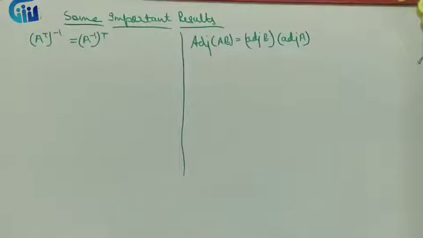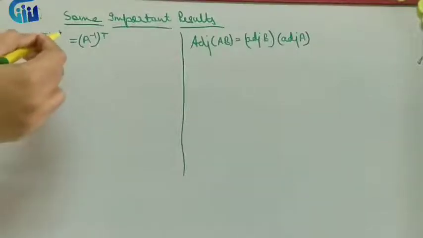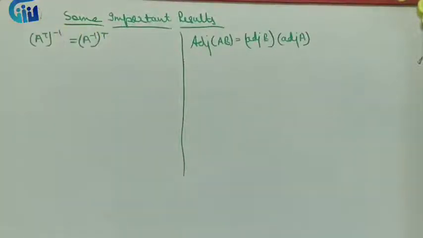Today we will discuss some important results of inverse as well as of the adjoint. Now what is this result? It is very often used in some of the questions, 6-marker questions. What it says: A transpose inverse is equal to A inverse transpose. Although the proof will not come in the exam, we have to remember the results for doing certain questions.